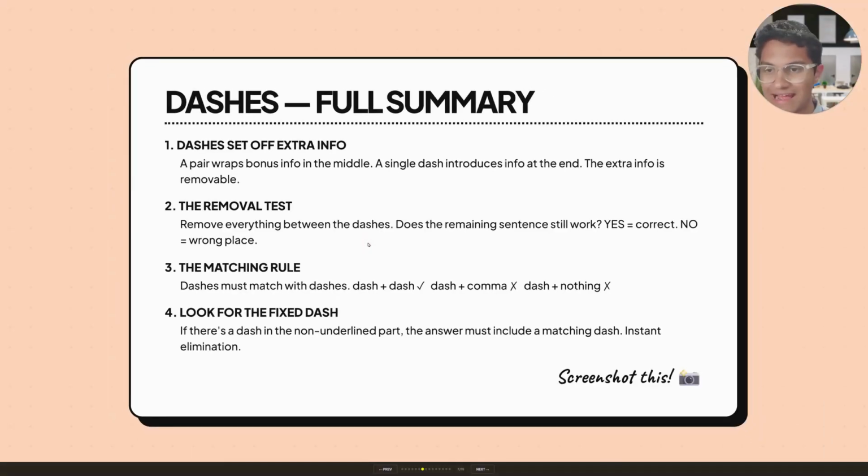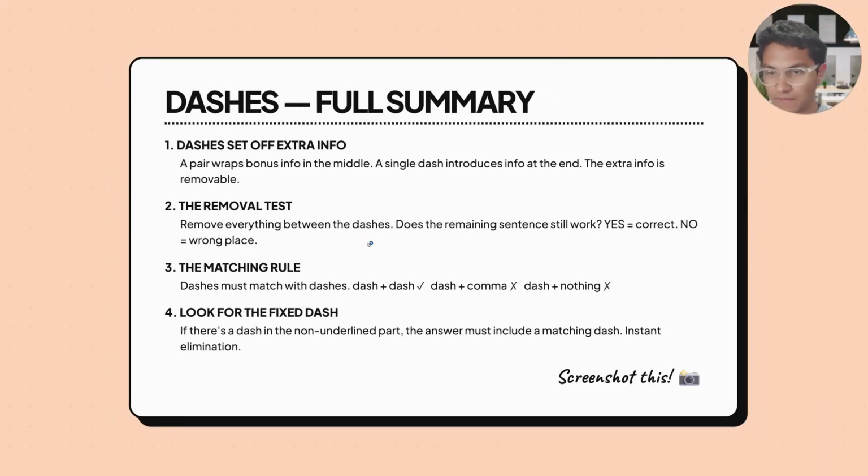So here's a quick full summary. A dash helps set off extra information. A pair can wrap extra information in the middle, or the single dash essentially introduces it at the end, and the extra info is always removable. The way you can test this is through the removal test, where you remove everything between the dashes. If the remaining sentence is still complete, it works. Otherwise, it's in the wrong place.